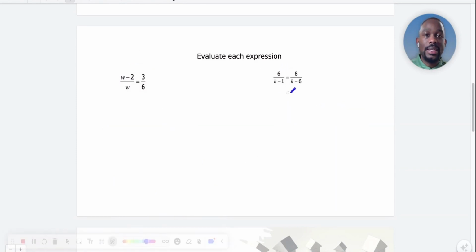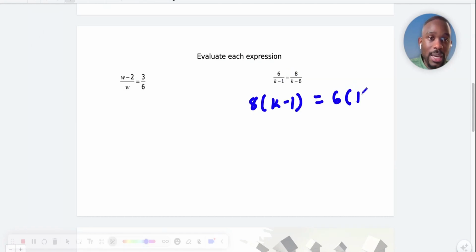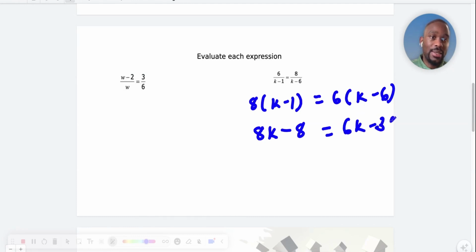We're looking at these two fractions separated by equal signs. So still we are going to do the same thing. We're going to cross multiply. That is going to multiply with that. So 8 into k minus 6. See how I'm doing my parentheses? You need the parentheses. So we distribute. 8 times k will give us 8k minus 8 is equal to 6k minus 36.